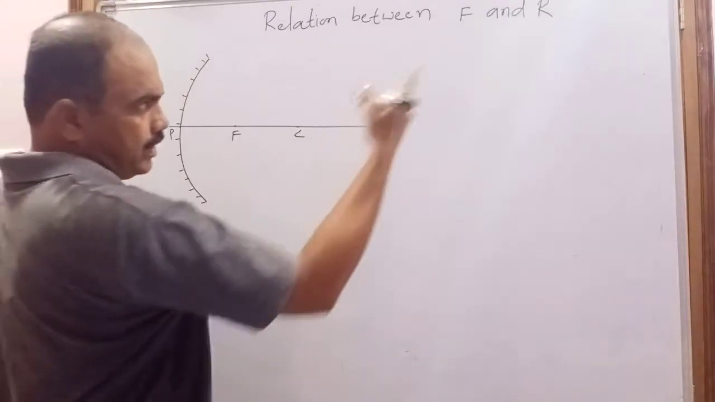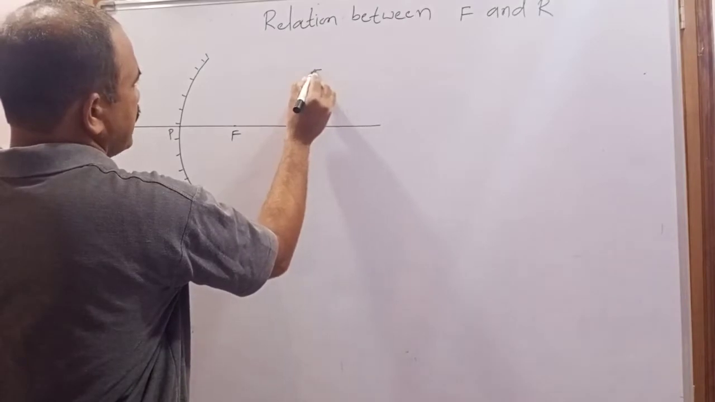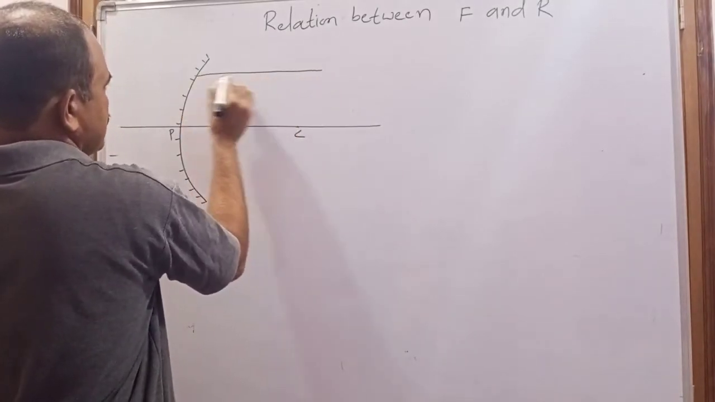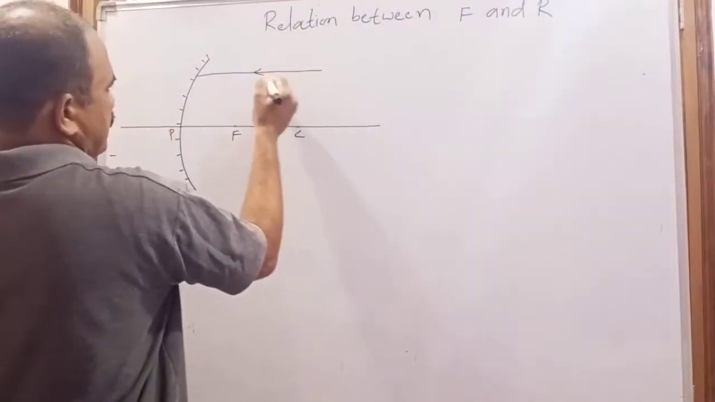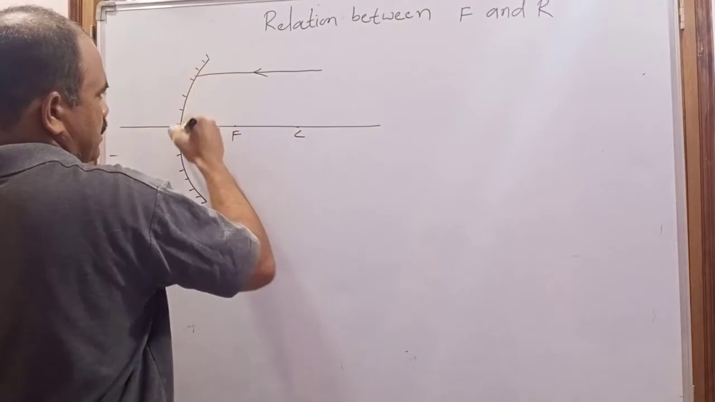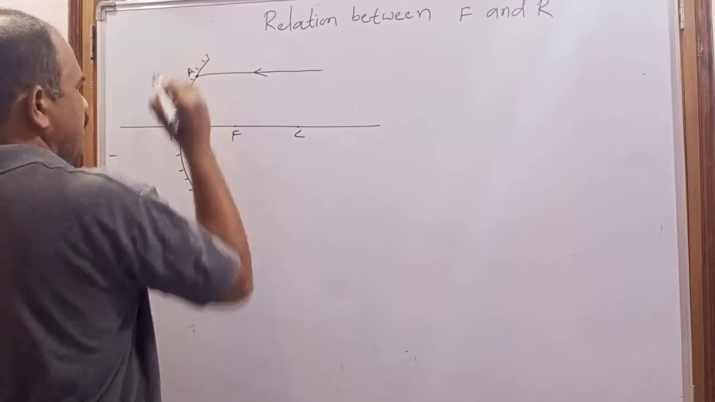So let us imagine it is a concave mirror. Now to find the relation between focal length and radius of curvature, I am taking an incident ray that is parallel to the principal axis. This is the incident ray coming from an infinity object. This incident ray reaches the concave mirror parallel to the principal axis. The point of incidence is considered A.